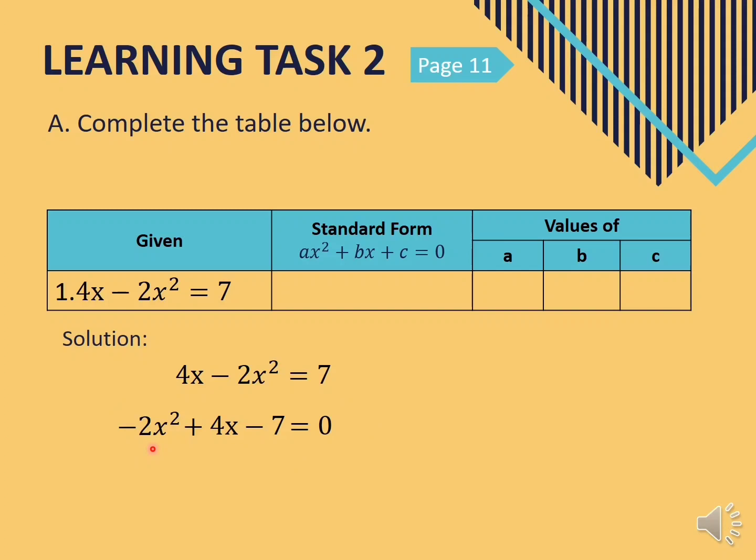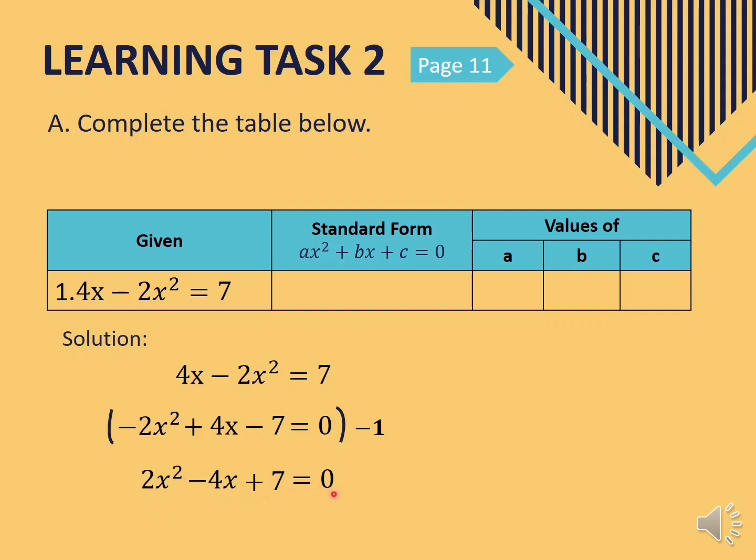Okay, may kulang pa po, kasi still ang ating a is negative. So, in order to make it positive, we have to multiply both sides by negative 1. So, negative 2x squared times negative 1 is positive 2x squared. Positive 4x times negative 1 is negative 4x. And negative 7 times negative 1, negative times negative is positive 7, is equal to 0. So, therefore, the standard form is 2x squared minus 4x plus 7 is equal to 0.